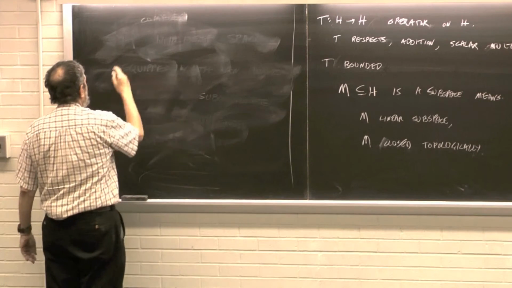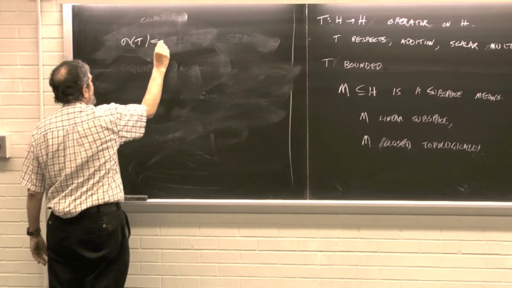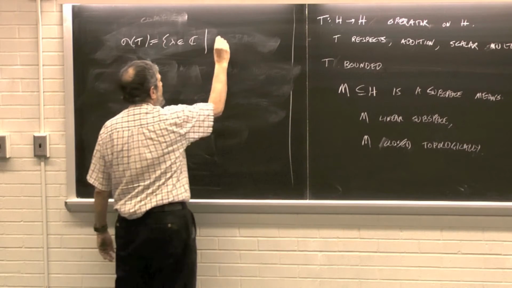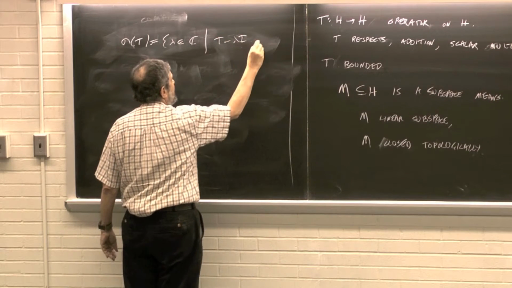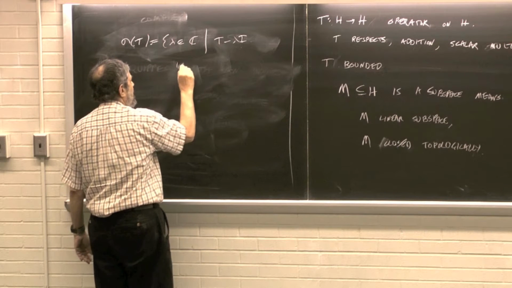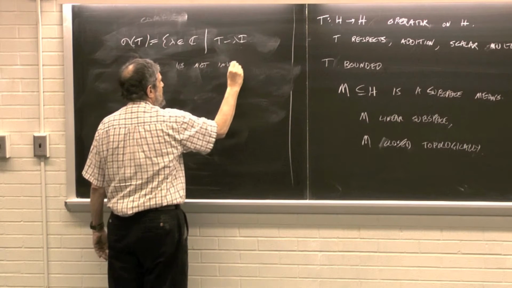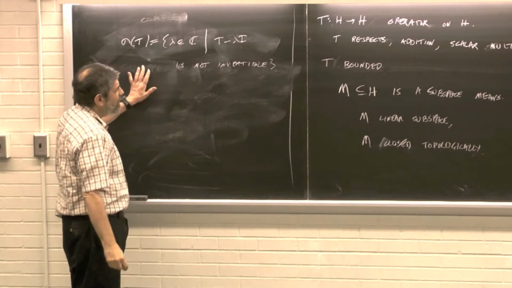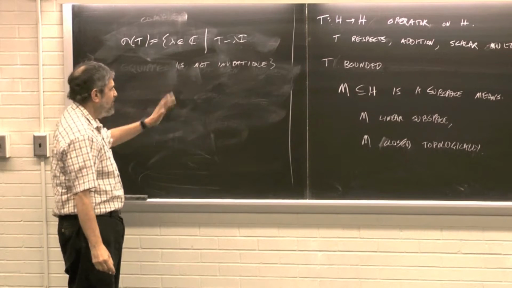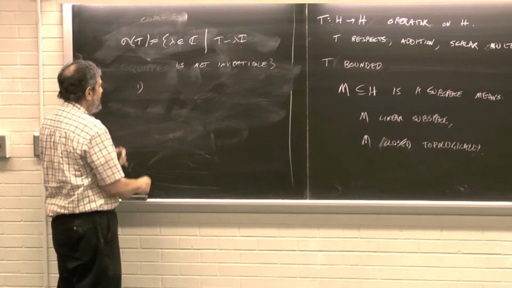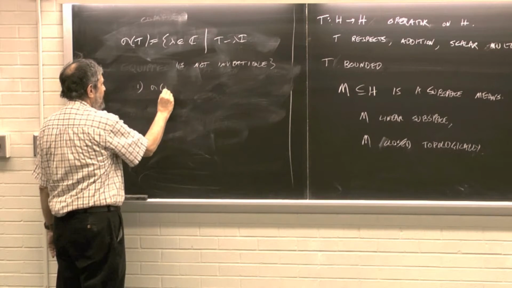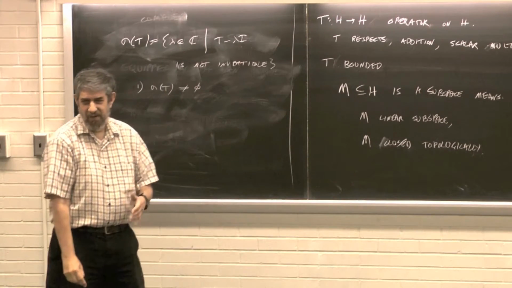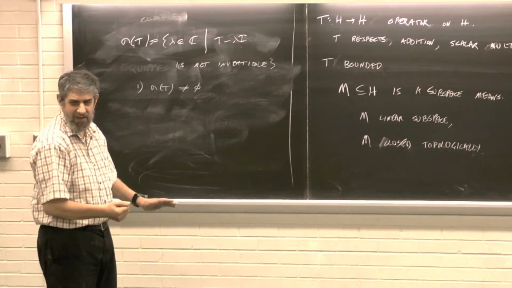So the spectrum of an operator T, by definition, is the set of all those complex numbers lambda such that T minus lambda I is not invertible. And some things in complex variables tell you some facts about it. One fact is that the spectrum of T is never empty. And that basically comes from Liouville's theorem, a jacked up application of Liouville's theorem.